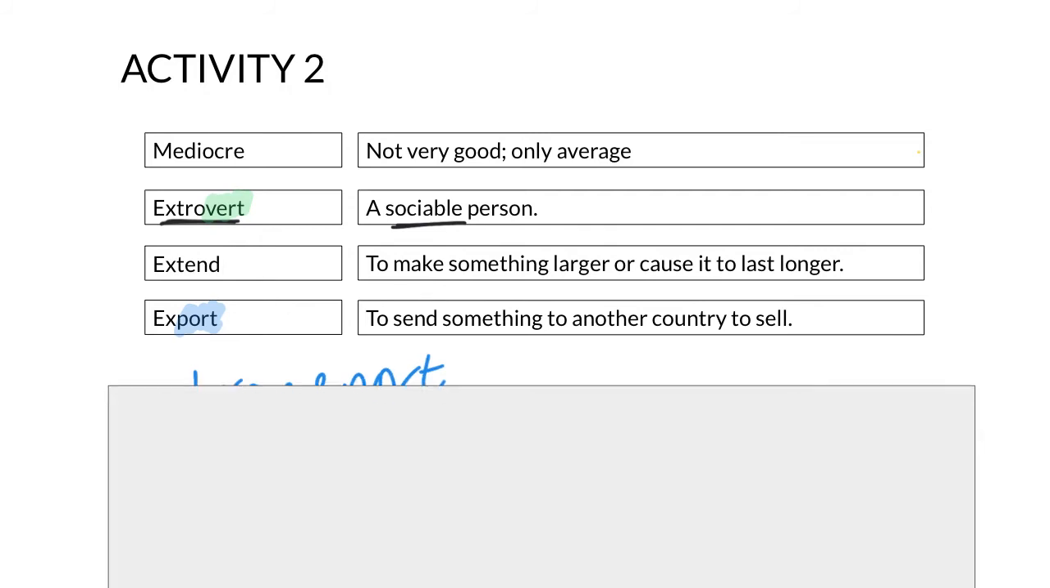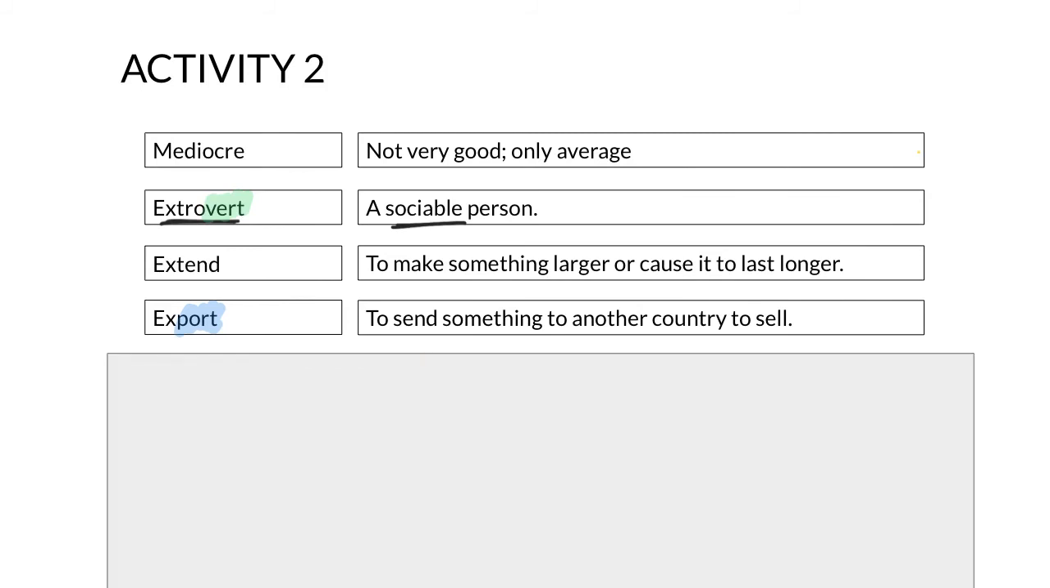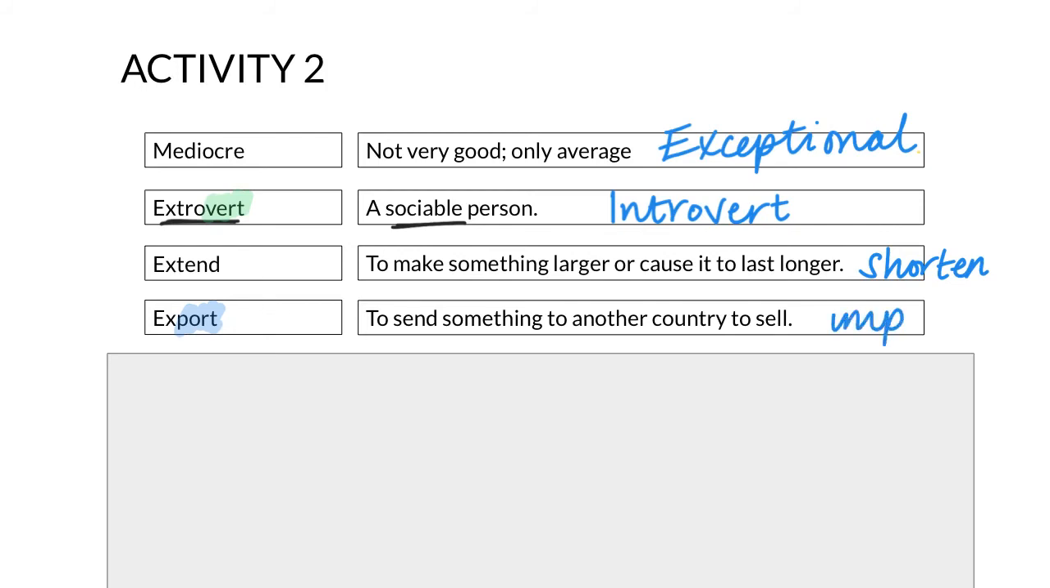Now, try as a little exercise at home to pause this video and find antonyms for the words on the screen. I'll give you the answers in a second. Okay, so an antonym for mediocre, you could have exceptional. So very good, extremely good. Extrovert, this has a true antonym, not a pseudo-antonym. So the opposite of an extrovert is an introvert. Extend. Now don't fall for the pseudo-antonyms here. We have to use a completely different word as an antonym for extend. We can use shorten. And then the opposite of export is import.